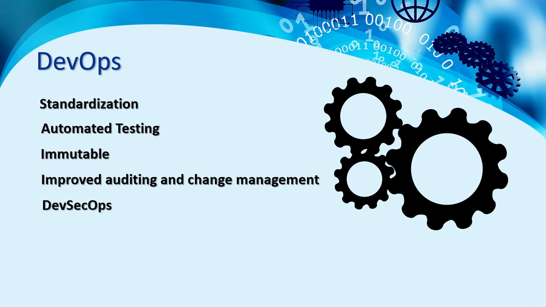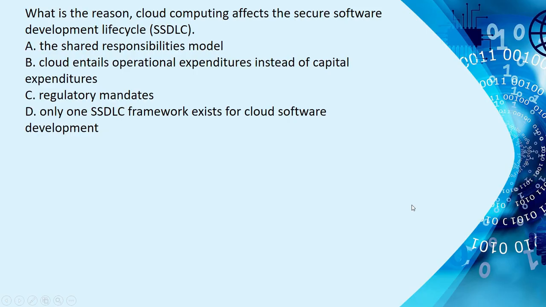DevSecOps, or SecDevOps, or Rugged DevOps. These different terminologies are used interchangeably, but these terms are used when security tools are integrated within the DevOps pipeline, and the security tools are performing security testing and vulnerability management assessment as part of the CI/CD pipeline or as part of DevOps.